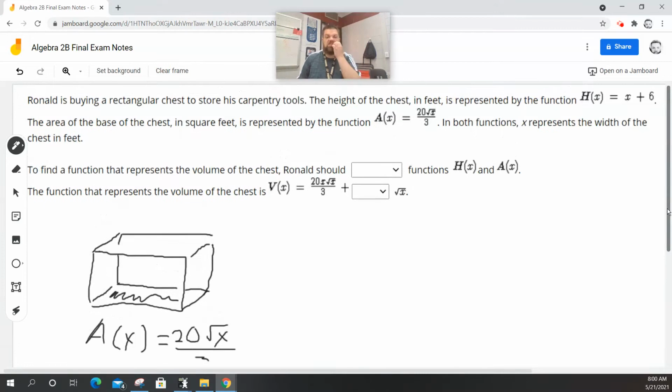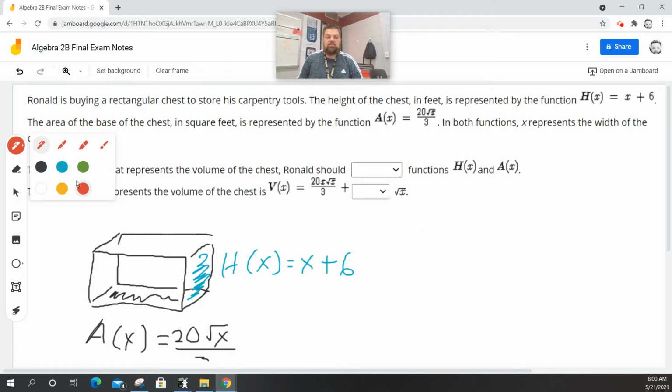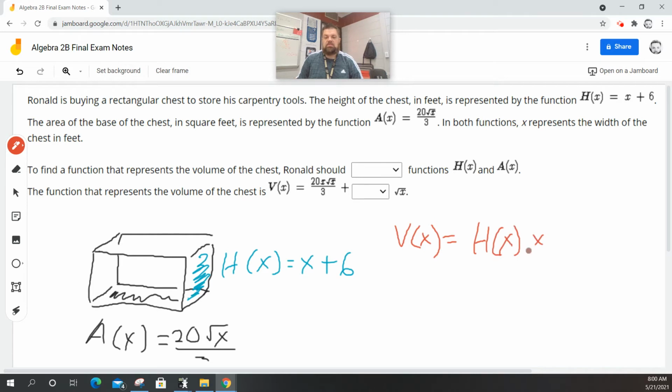And then the width of the chest, that's the area, but the height of the box would be like this wall right here, and the height is a function of x, and that's equal to x plus 6. Okay? So now to find the volume of this, the volume as a function of x is equal to the height times the area. So this should say multiply. You multiply those two functions.